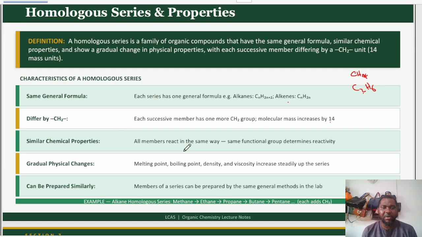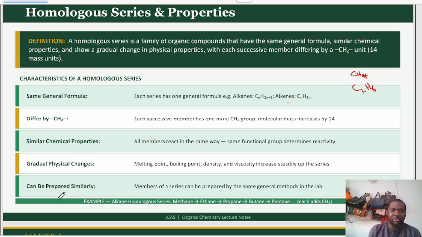Now, similar chemical properties. All members react the same way. The functional group determines reactivity. So all members of the same homologous series have similar chemical properties, and they have a gradual change in their physical properties. As you go down the group, the physical properties change little by little. And they can be prepared similarly. That means they have a similar method of preparation. Members of the same family also have a similar method of preparation.